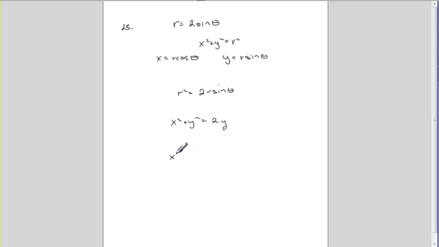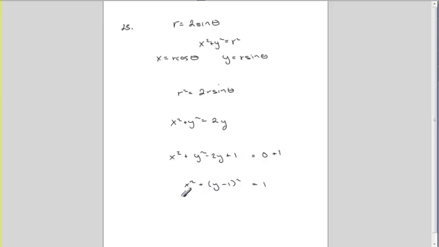And then if we write this as x squared plus y squared minus 2y, and we complete the square, this is going to equal 0 because I moved everything to the left-hand side. If we take half of -2, which would be -1, we square it, we add 1, so we add 1 to both sides. And we get x squared plus the quantity y minus 1, quantity squared, is equal to 1.